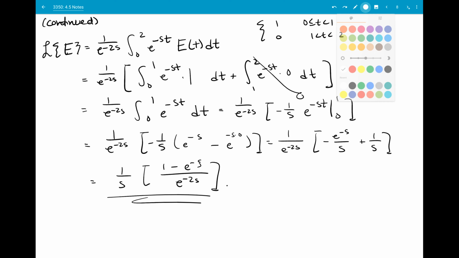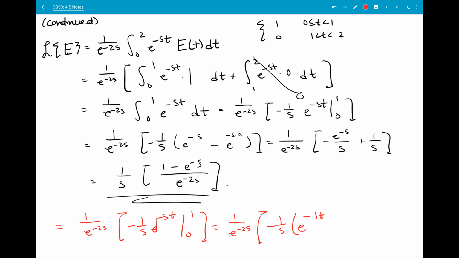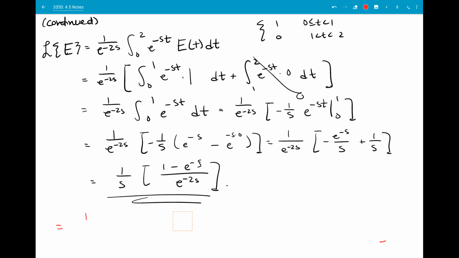If I had 1 over e to the minus 2s, I could have done 1 over s e to the minus st evaluated from 0 to 1, and then 1 over e to the minus 2s minus 1 over s times e to the minus 1t minus e to the 0 times t, like that. Because a problem with these types of questions, as we saw in class last time we met, is that it's really easy to swap those variables. So again, that was the sort of place where that could go wrong. Just be careful that you don't do that.